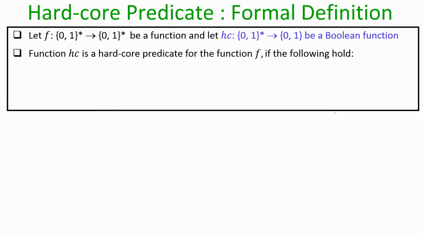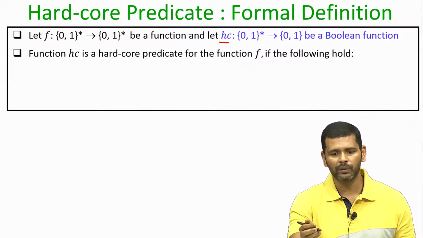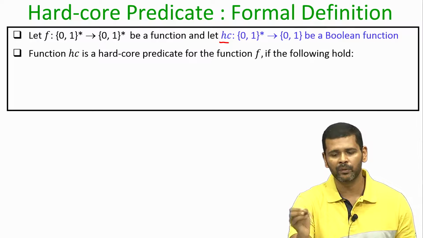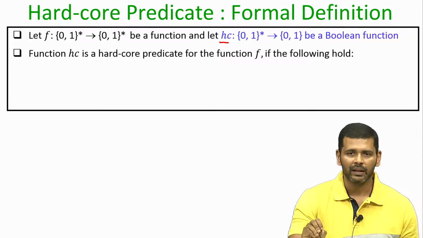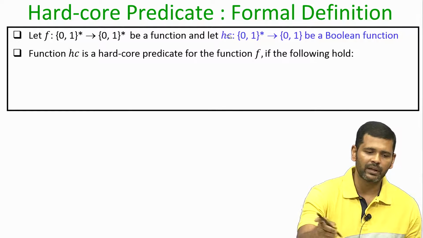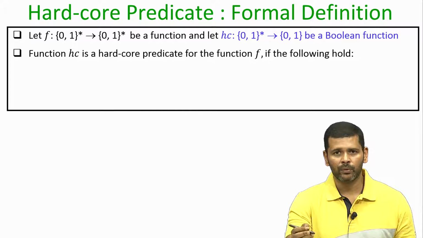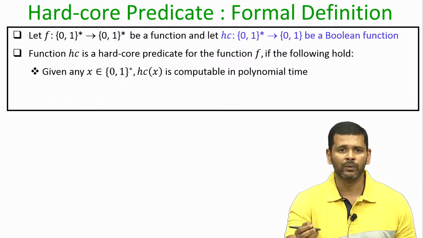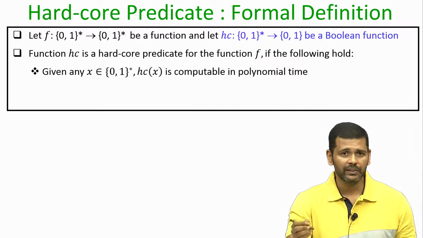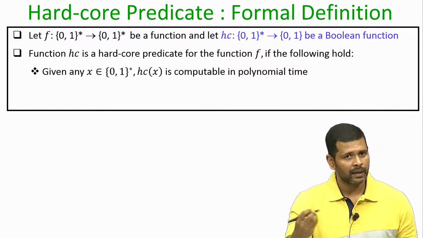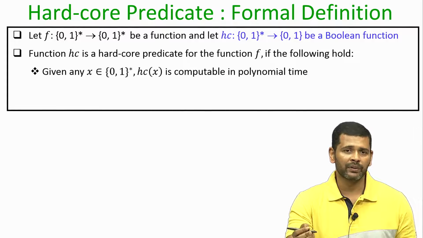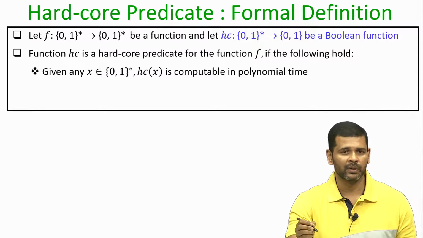Corresponding to the function f, we define another function hc, which is a Boolean function. That means it takes an arbitrary binary string as an input, and it produces a Boolean output, 0 or 1. And then we say that this function hc associated with the function f is a hardcore predicate if the following two conditions hold. The first condition is that if you are given a random input x, then computing the value of this function, namely hc of x, should be polynomial time computable. That means you should be able to compute the value of hc of x in polynomial time, polynomial in the size of the input x.